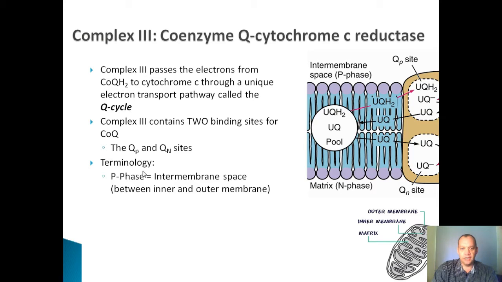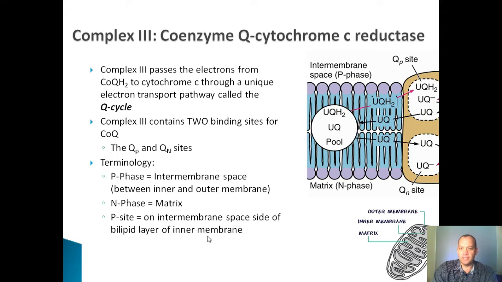So just to define, we have this terminology called the P phase, which actually refers to the intermembrane space. Now remember, if we have our little mitochondria, it has an outer membrane and then it has this hugely folded inner membrane, which of course is very rich in protein, as we've said, and contains these electron transport chain complexes, among others. And the P phase refers to the intermembrane space, that is the space between the outer membrane and this inner membrane. The N phase refers to the matrix, in other words, the very inside of the inner membrane.